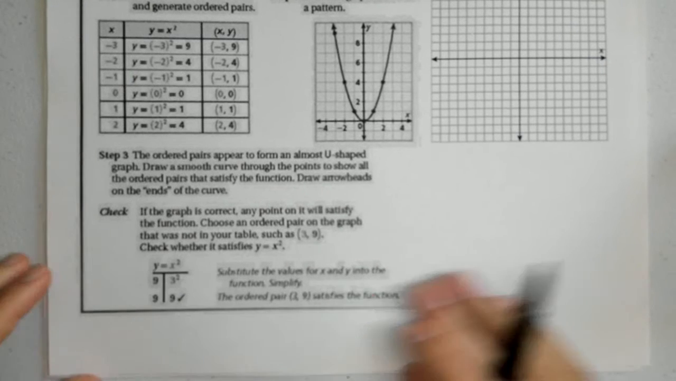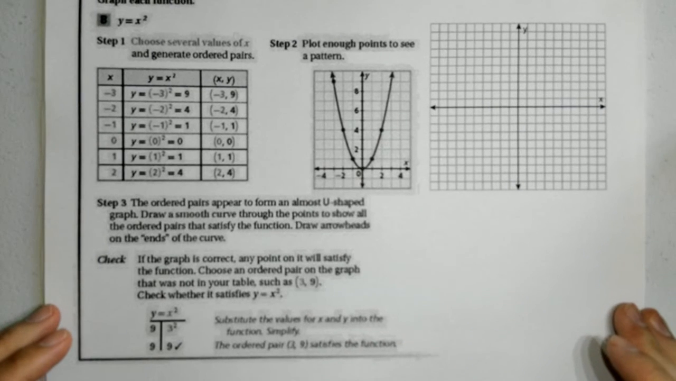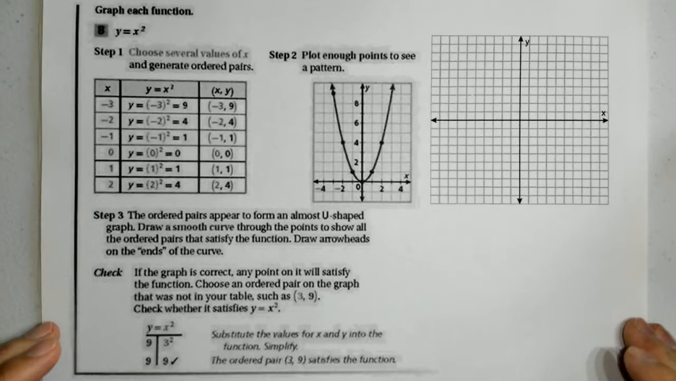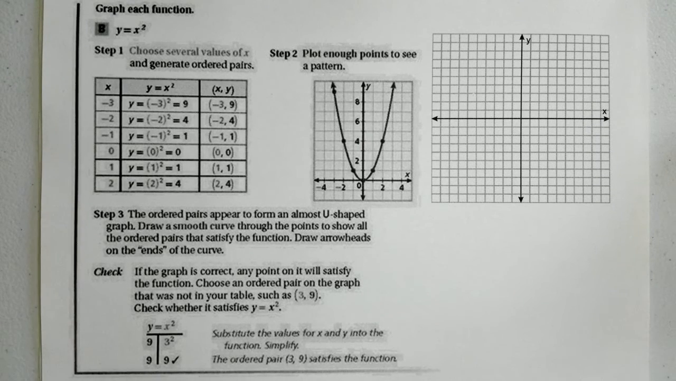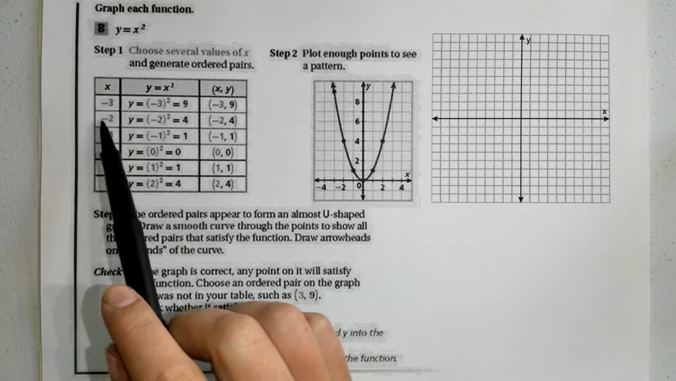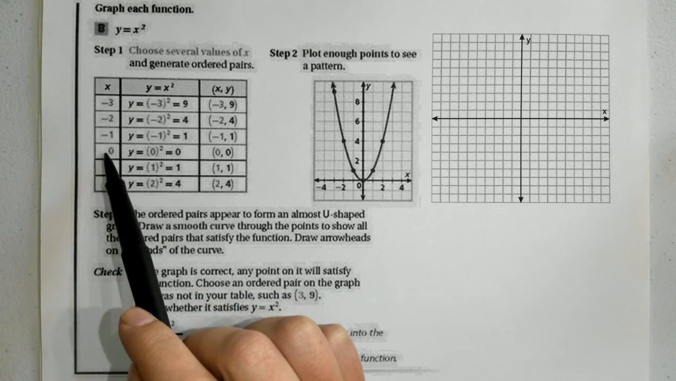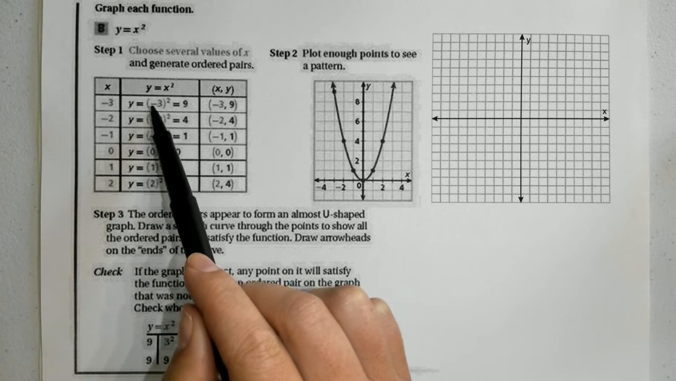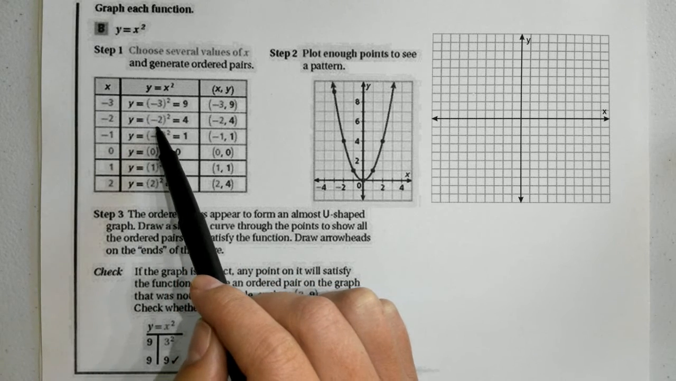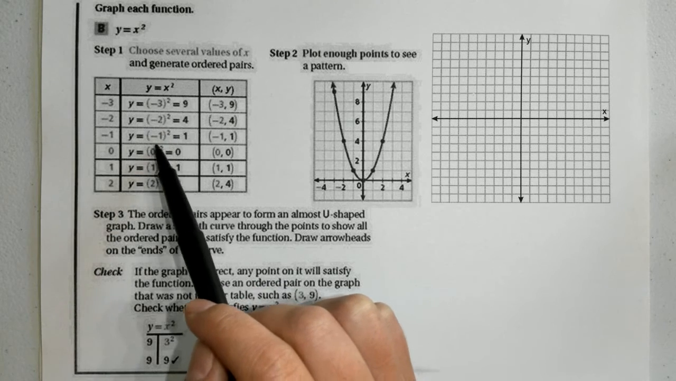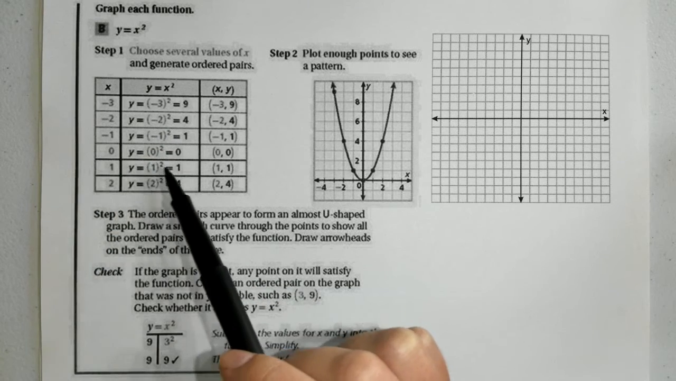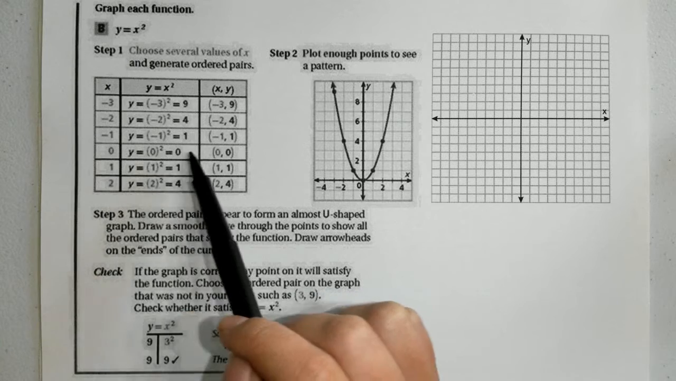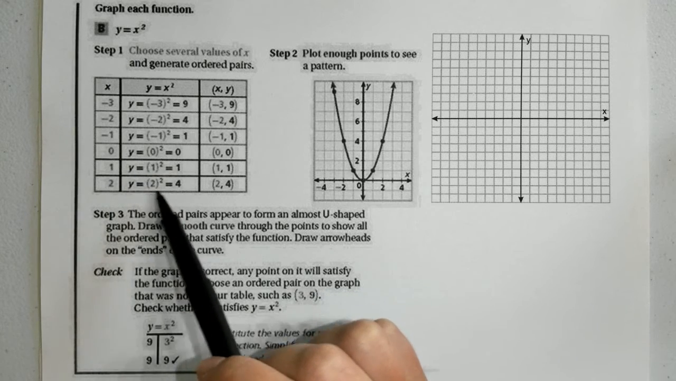Now we're going to look at part B. We have a different function this time. We have y equals x squared. Okay. So again, pick some positive and negative numbers and 0 to substitute in. Here they did negative 3, negative 2, negative 1, 0, 1, 2. So we're just squaring them. So negative 3 squared is 9, negative 2 squared is 4, negative 1 squared is 1, 0 squared is 0, 1 squared is 1, 2 squared is 4.